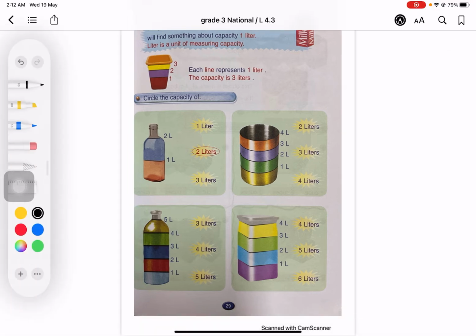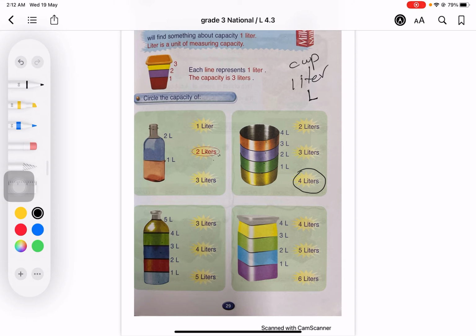We are going to use the unit liter. Bring a box of milk and read what is written on it. You will find something about capacity. It's 1 liter. Liter is the unit of measuring capacity. So you have the 2 choices: you can use cups, or you can use what? Liters. Liter, we can use this sign L, okay? يعني instead of writing the whole word, you can use the letter L, capital L.